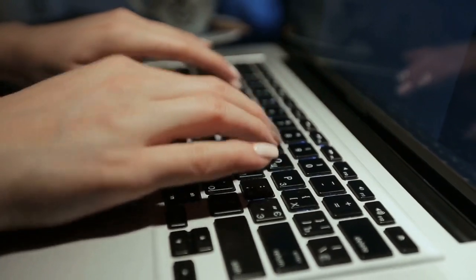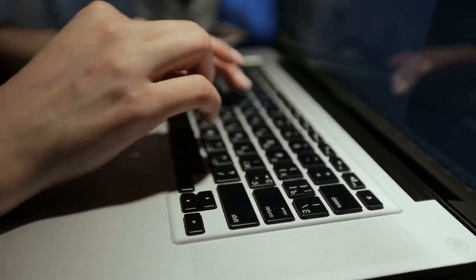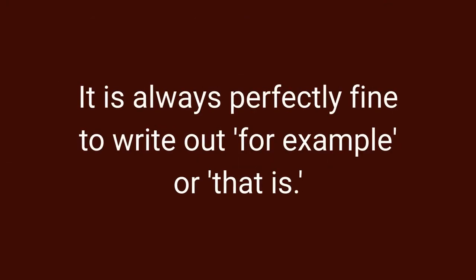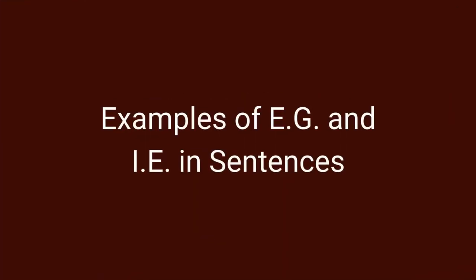Note that unless you are writing something formal, you do not always need to use these abbreviations. It is always perfectly fine to write out, for example, or that is. Examples of how to use e.g. and i.e. in sentences. Please note that the examples used here are chosen for ease of understanding. They are not necessarily the type of formal writing in which we would usually use these initialisms.